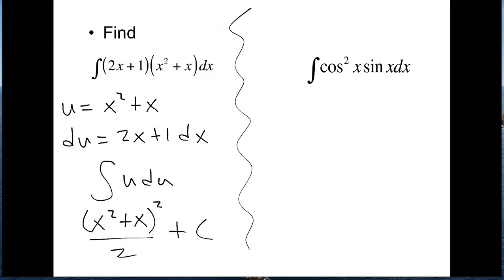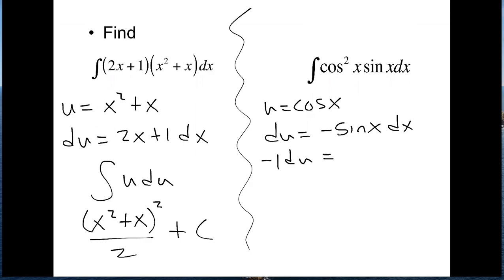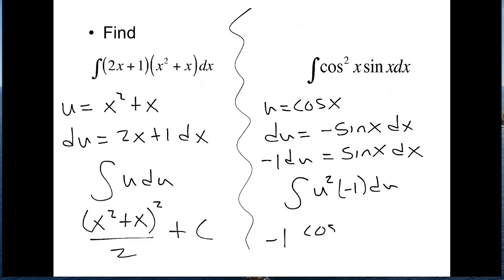And finally on this one, if I make u equal to the cosine x, du is equal to negative sine x dx. Notice I don't have a negative 1, so I'm going to move that negative 1 over. That way I account for it. And then I have the integral of the u to the 2nd power times negative 1 du. The negative 1 comes along. This becomes cosine x to the 3rd power divided by 3 plus c.